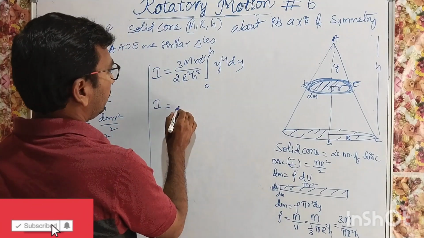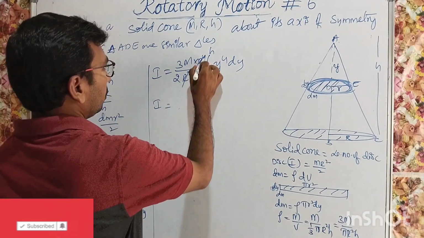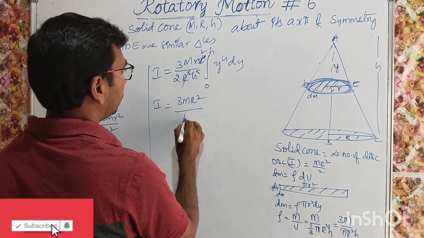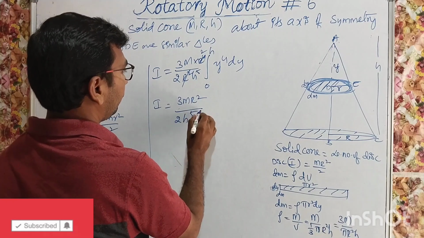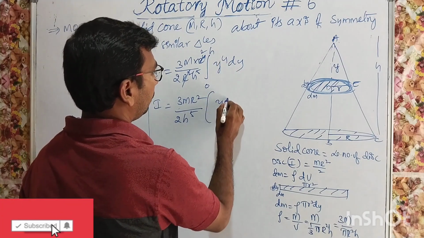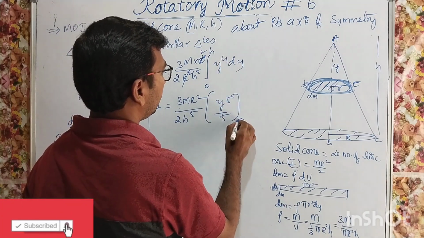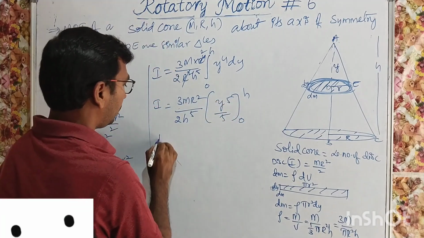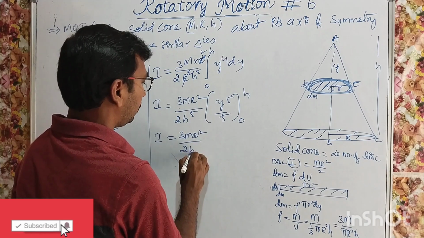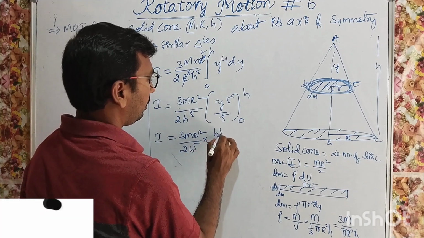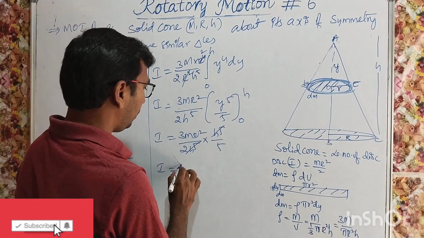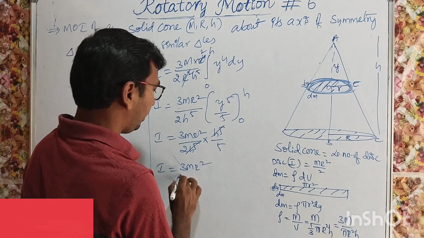So I is equal to, here r square and r to the power of 4 cancel, meaning remaining r square, 3m r square by h to the power of 2, h to the power of 5. So substitute the limits: integration of y to the power of 4 is y to the power of 5 by 5, from 0 to h. Substitute the limits. So I is equal to 3m r square by 2h to the power of 5 into h to the power of 5 by 5. So h to the power of 5 and h to the power of 5 cancel. I is equal to 3m r square by 10.